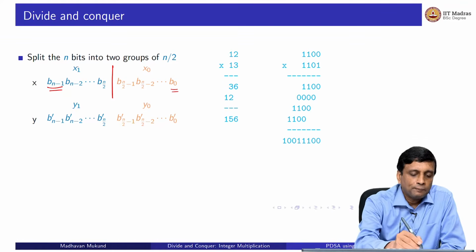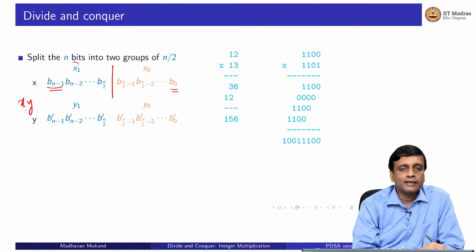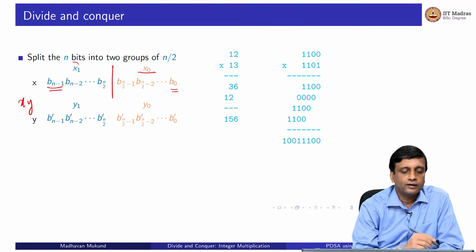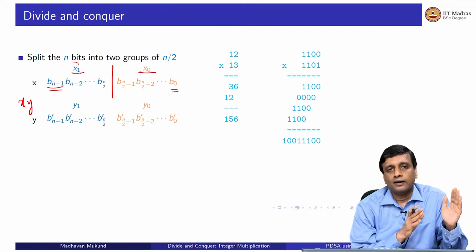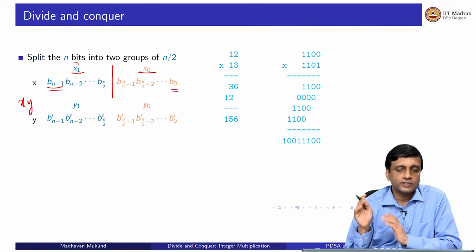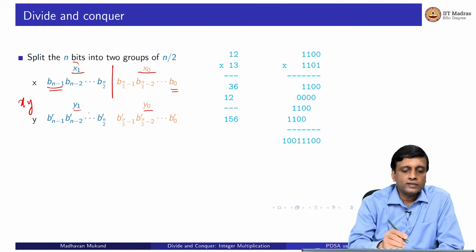Remember we are multiplying x times y, right? So we want to find the product x times y. So we will split x this way. We will take the lower half of x and call it x naught, and we will take the upper half of x and call it x1. So x naught is the last half in terms of the bits or the digits, and x1 is the first half, and similarly we have y0 and y1, right?